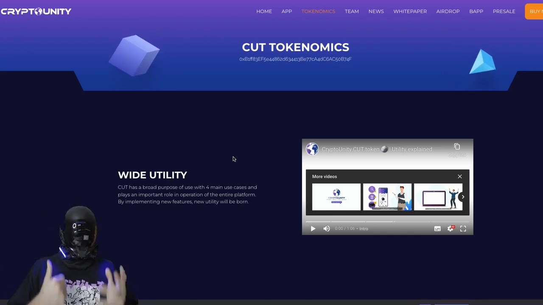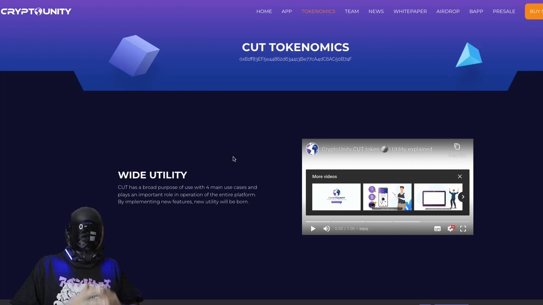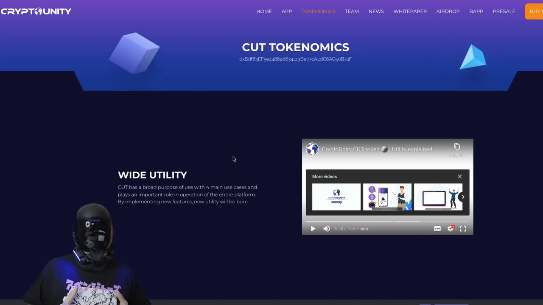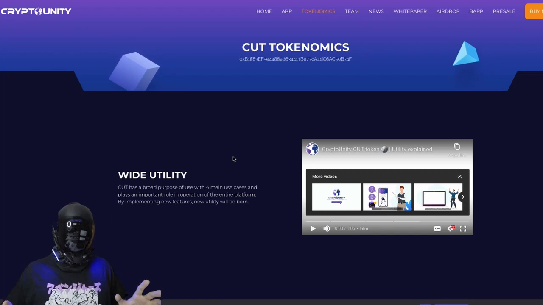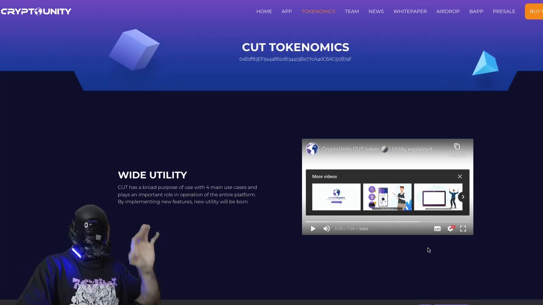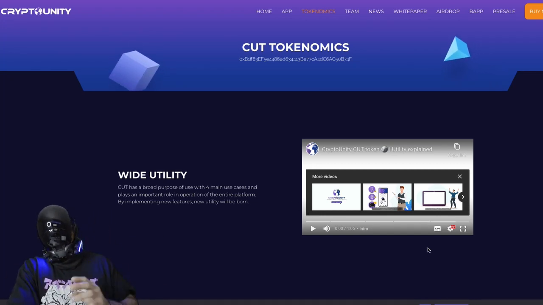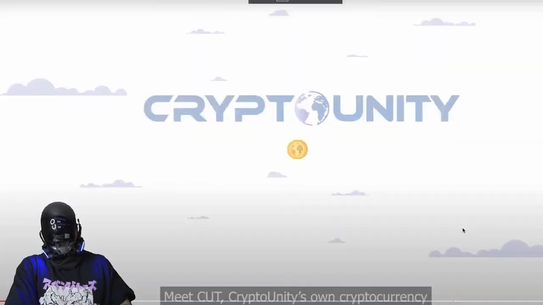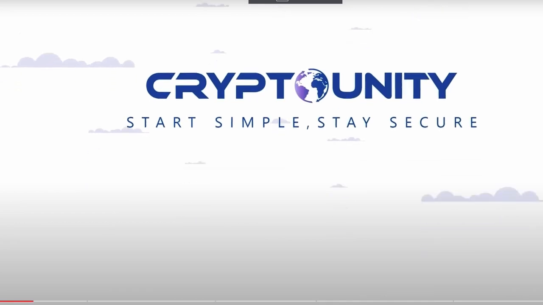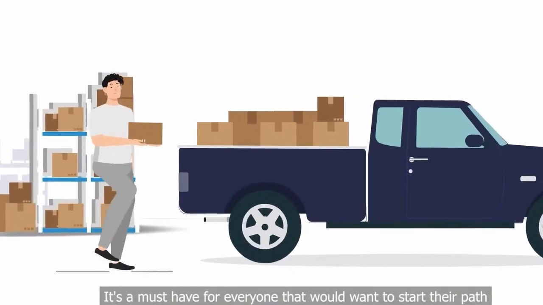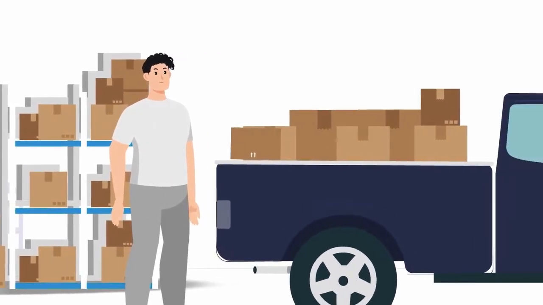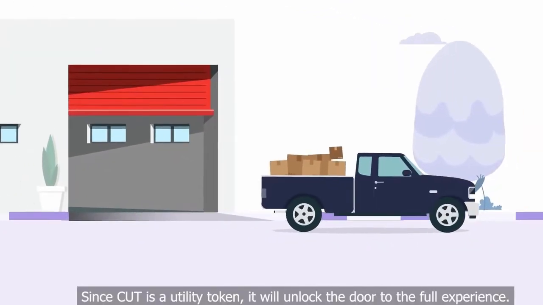C-U-T. Wide utility. This CUT has a broad purpose of use with four main use cases and plays an important role in the operation of the entire platform. By implementing new features, new utility will be born. Let's see what this is about in this video right here in front of us. Let's check it out. Need CUT, CryptoUnity's own cryptocurrency. It's a must-have for everyone who wants to start their path on a beginner-friendly crypto platform.